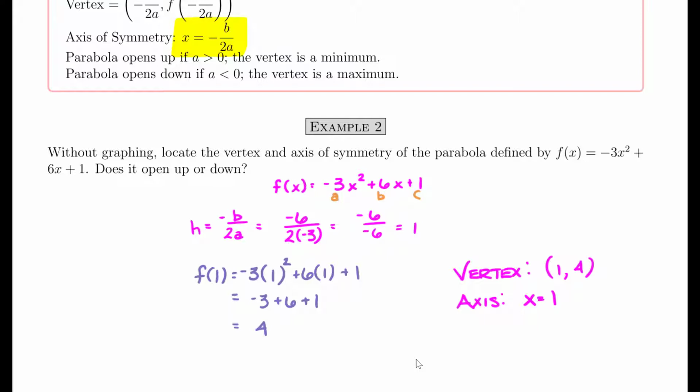And then the last part of the question says, does this graph open up or down? What I would recommend is just look at the coefficient on x squared. If it's positive, it opens up. If it's negative, it opens down. In our case, the coefficient on x squared is negative, so that means that this graph does open down.